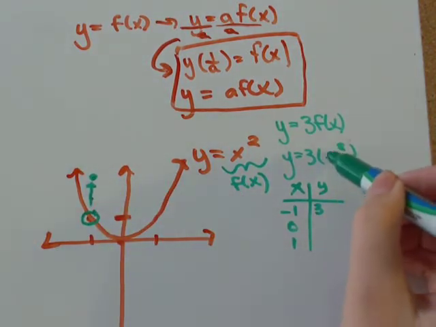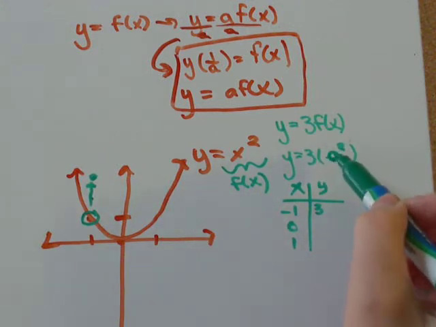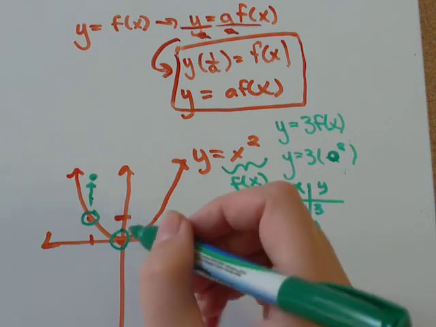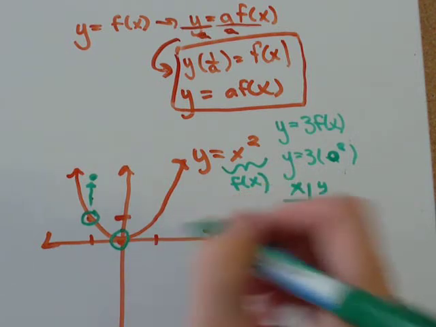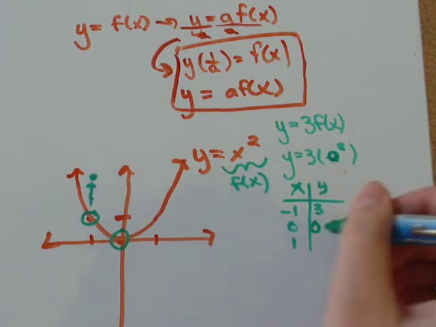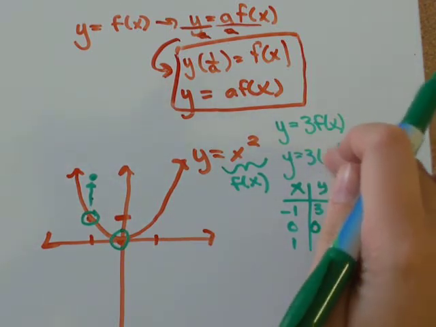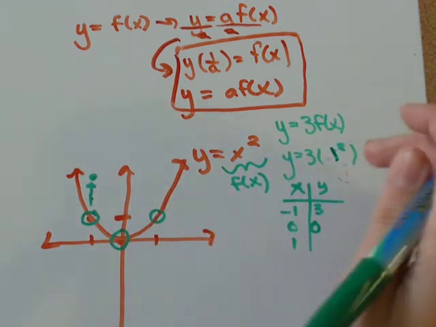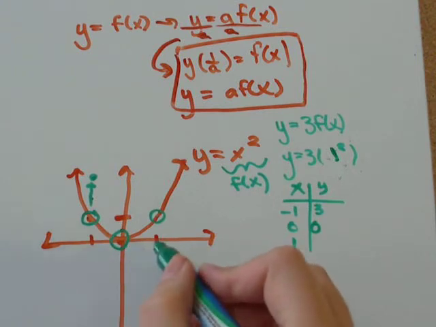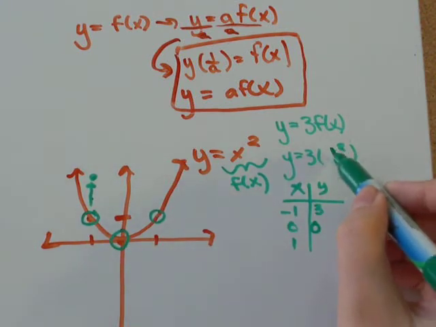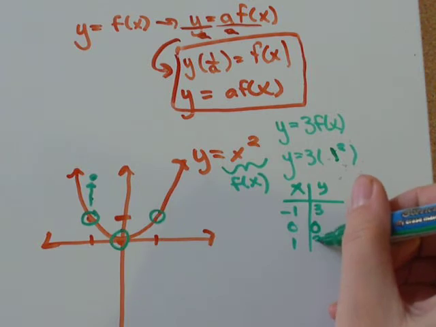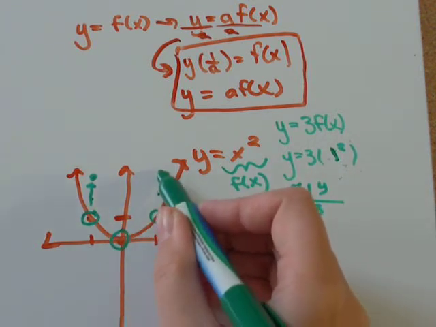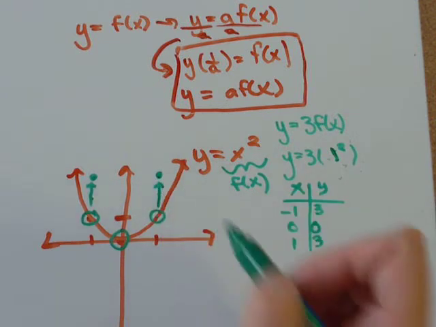Now if x was 0, 3 times 0 is just 0. This point doesn't change because the y value was already 0. 0 multiplied by 3 is still 0. And our last point was, we're going to talk about this point, see where that moves to. That was the point where x equals 1. So if x equals 1, 1 squared is 1 times 3, that point moves from being at 1, 1 to 1, 3. That point moves up there.